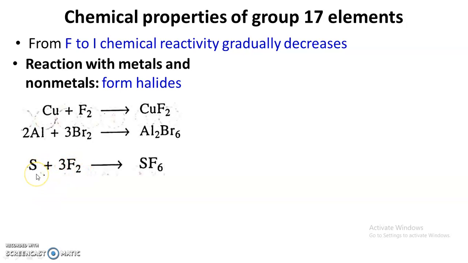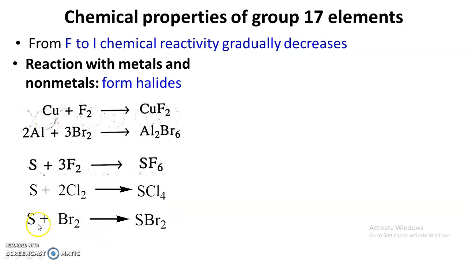Fluorine reacts with sulfur, that is a non-metal, and forms sulfur hexafluoride. Chlorine reacts with sulfur and forms sulfur tetrachloride. Bromine reacts with sulfur and forms sulfur dibromide. So the reactivity of the halogens, that is fluorine, chlorine, bromine, with sulfur decreases. Fluorine forms hexahalide, chlorine forms tetrahalide, and bromine forms dihalide with sulfur, whereas iodine does not react with sulfur.